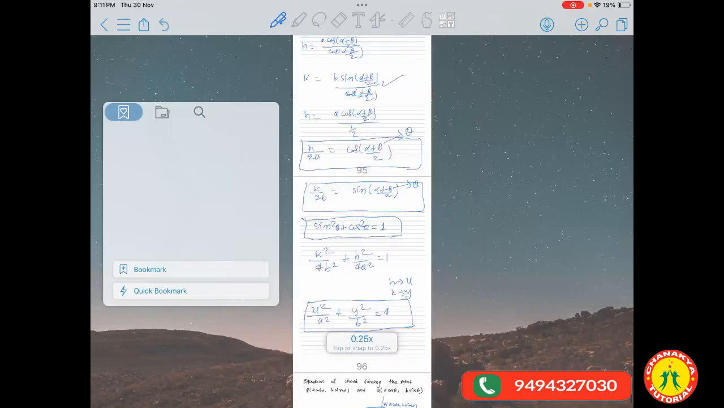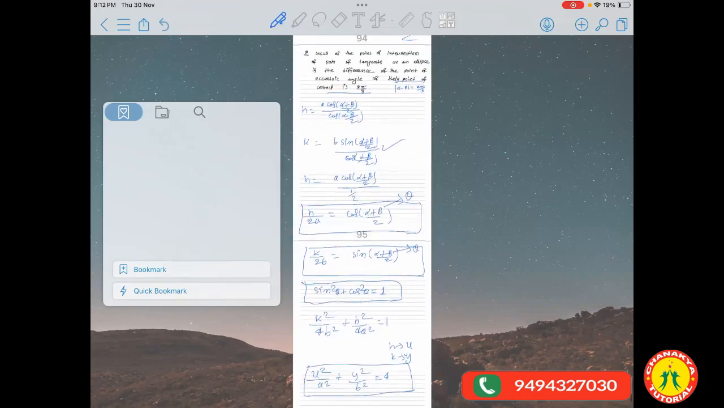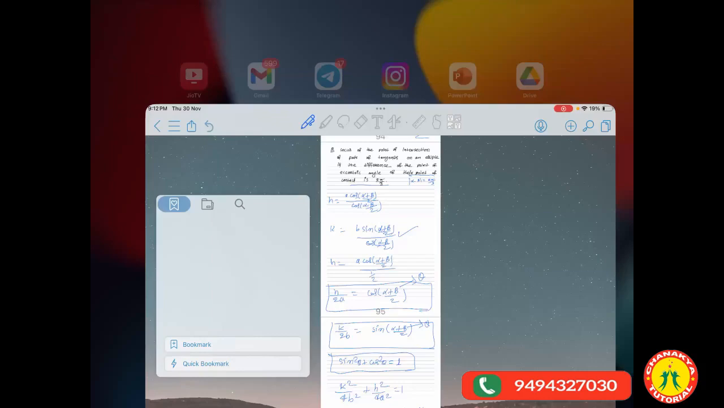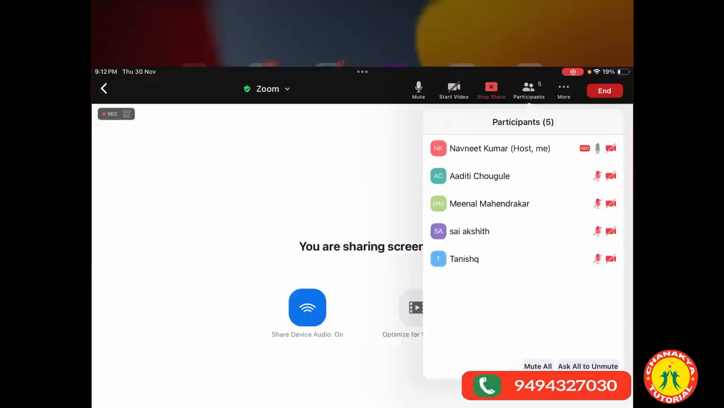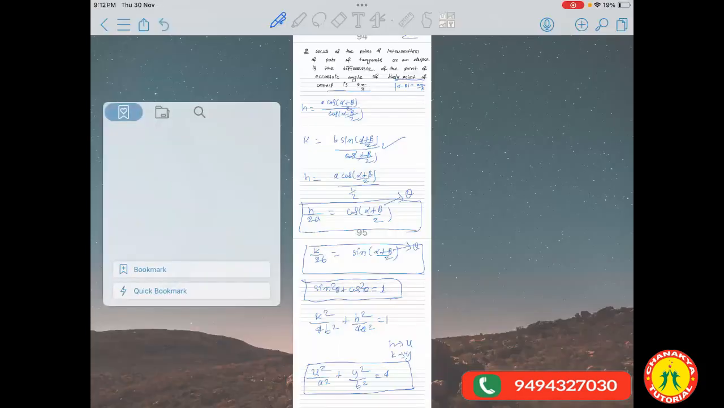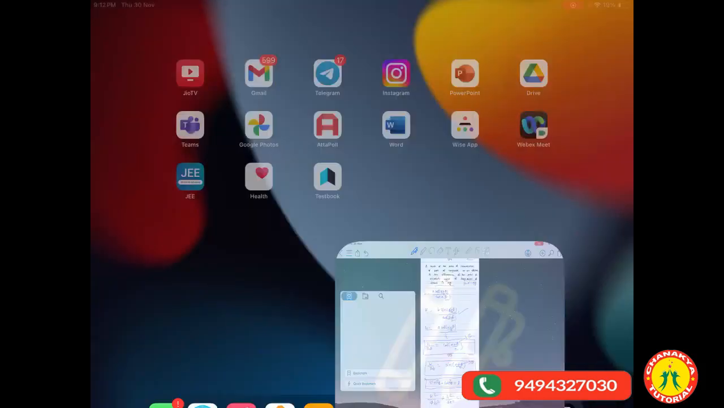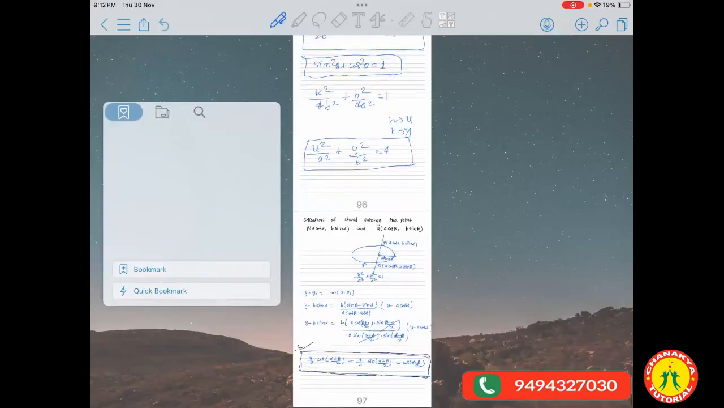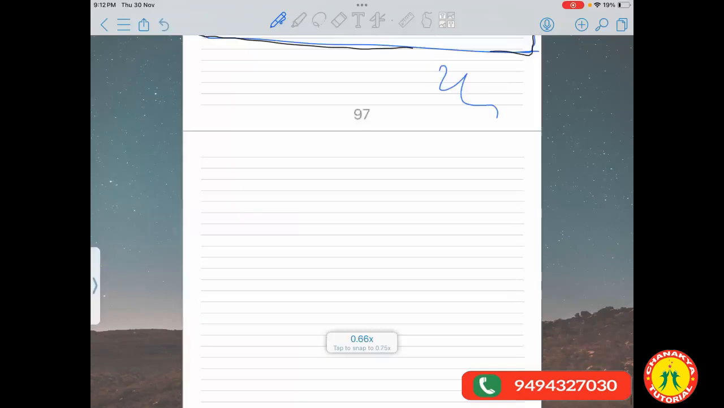Anyone got the answer? Same answer? Tanishk, did your answer come? No, sir. Good. Aditi? Any doubt? Yes, sir. Anyone? Okay. Shy, any doubt? Shy is here. Okay. Clear? Yes, sir, clear. Okay.